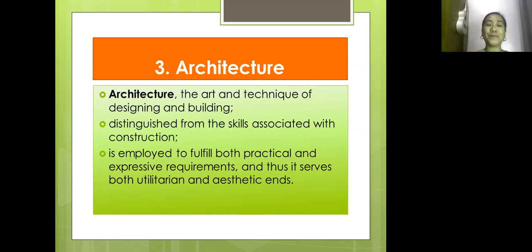And architecture is also employed to fulfill both practical and expressive requirements, and thus it serves both utilitarian and aesthetic purposes. So architecture is being utilized. It is structured because it is used, has its function, and also the aesthetic aspect should never be forgotten. When you create a building, there should also be a design that is appropriate. So they are put together. The use and the beauty are together in an architectural piece.